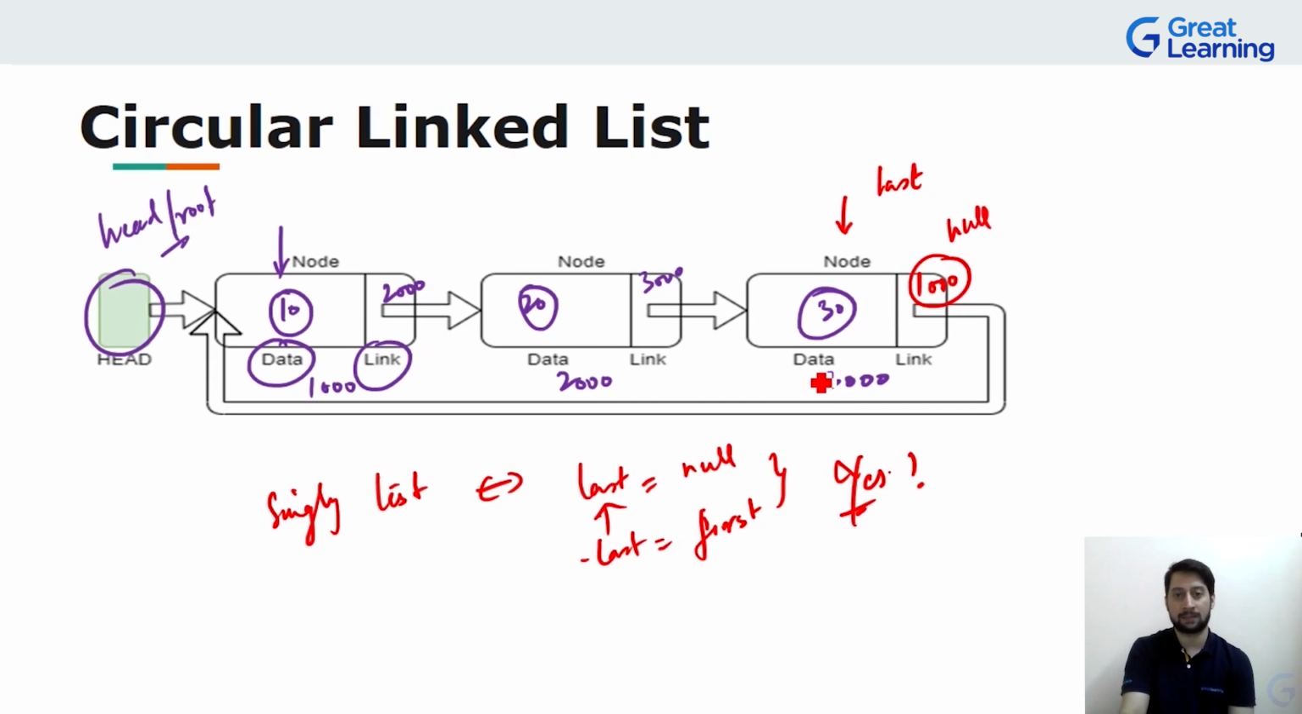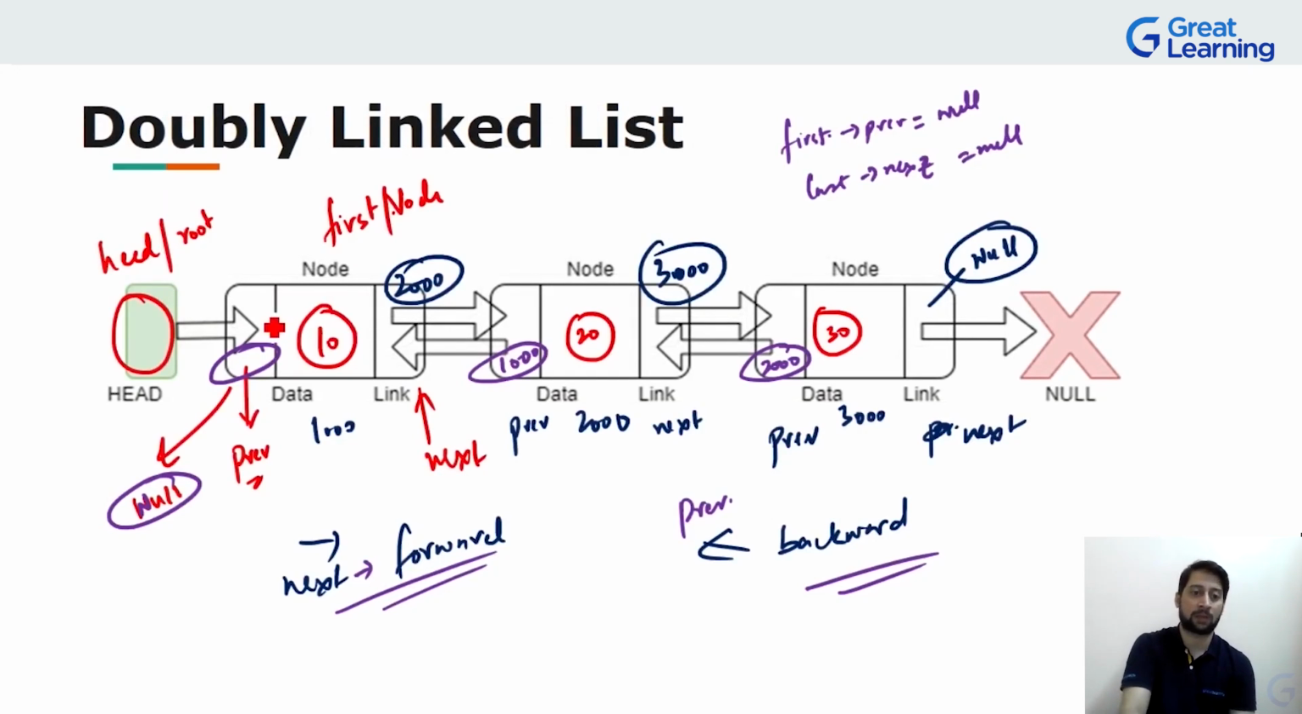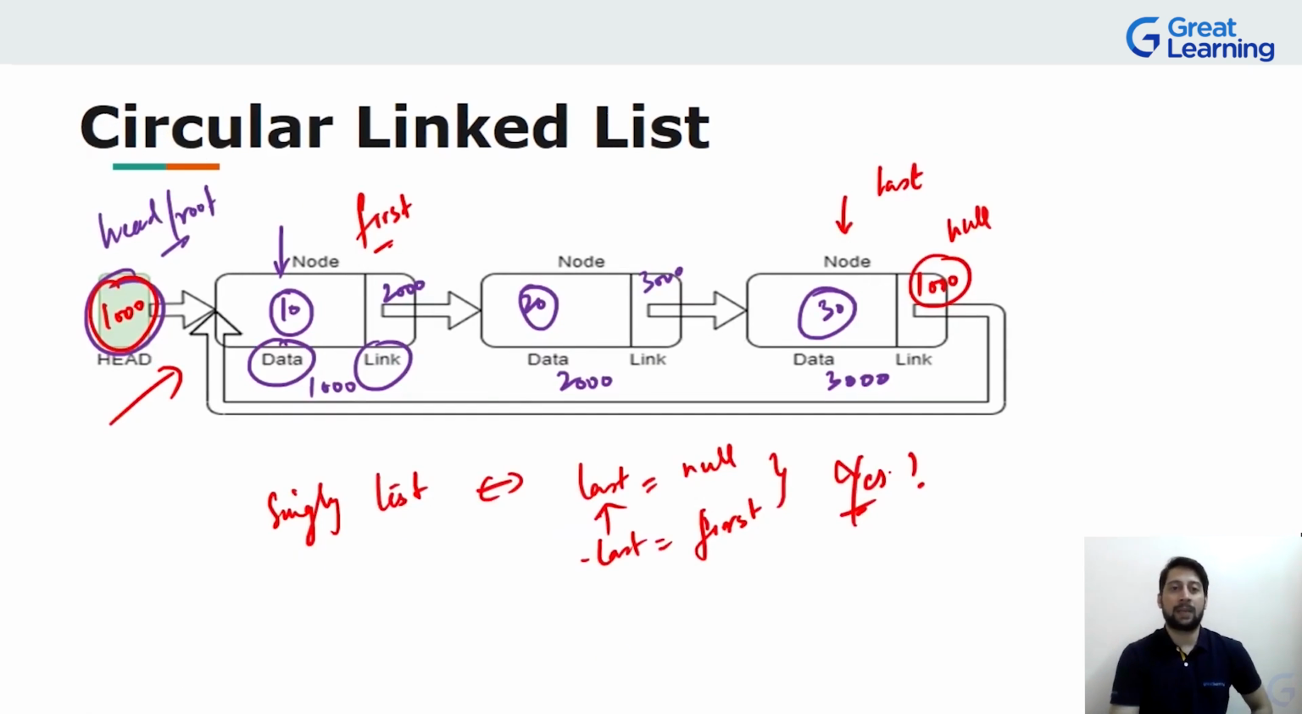In circular linked list, it will always point to the first node, and head will always point to this node, or it will always store the address that is 1000, and it will always point to the first node of the linked list, be it circular, be it doubly. So again, it will store 1000, or be it singly linked list, it will store 1000. That is the first node. So with this, we are done with the types of linked list.